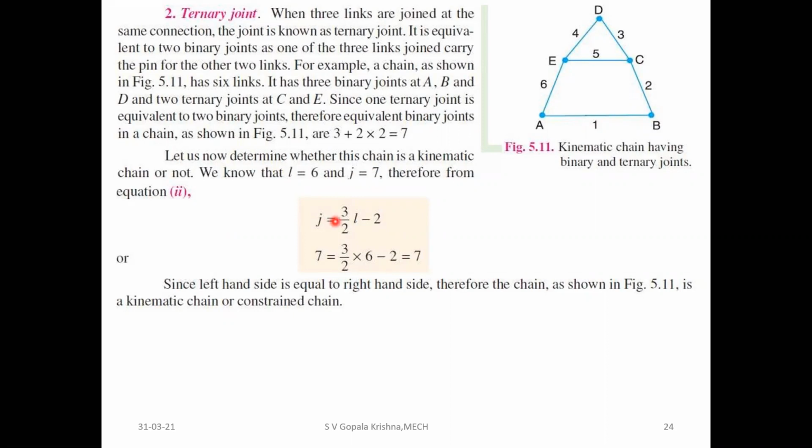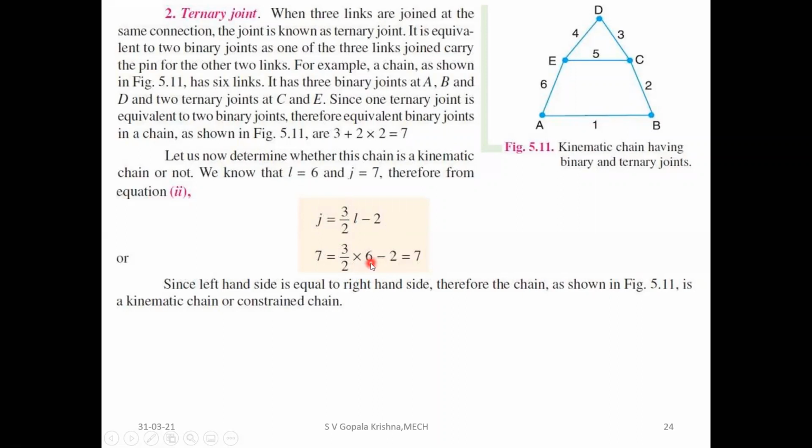So J equals... The actual formula is J plus H by 2 equals 3 by 2 L minus 2. But here there are no higher pairs in this mechanism, so the H value is going to be 0. So J equals 3 by 2 L minus 2. Now we are substituting the known values: J is 7, and 3 by 2 into L, where L is 6, minus 2.